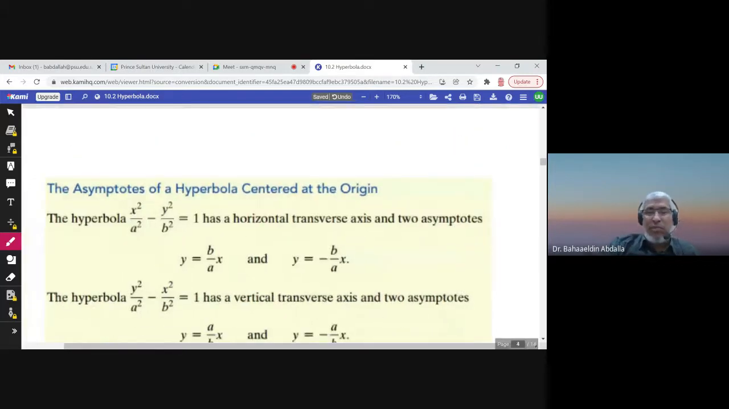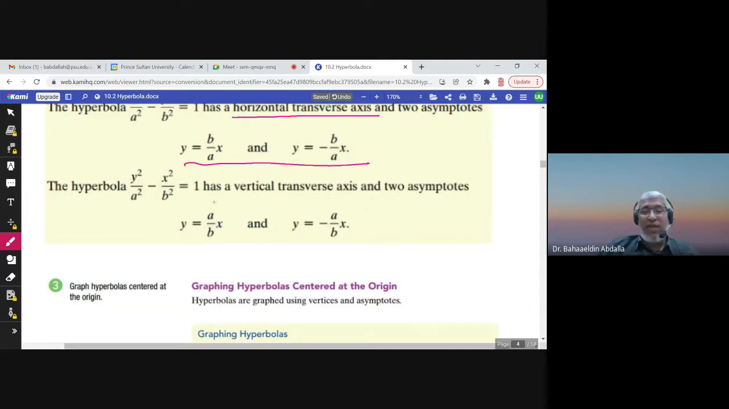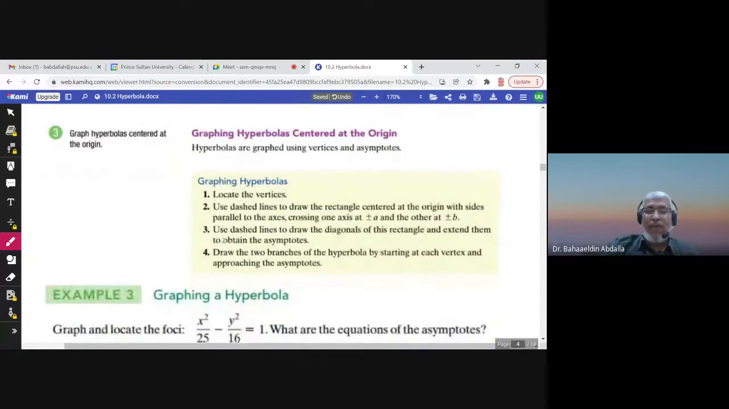So these are the asymptotes for the horizontal transverse axis. For the horizontal hyperbola, b over a would be the asymptotes slope. For the vertical, y square is positive, a over b would be the equations of the asymptotes.